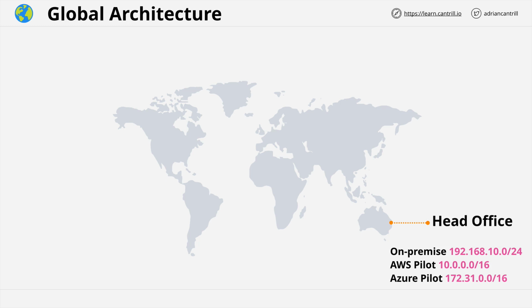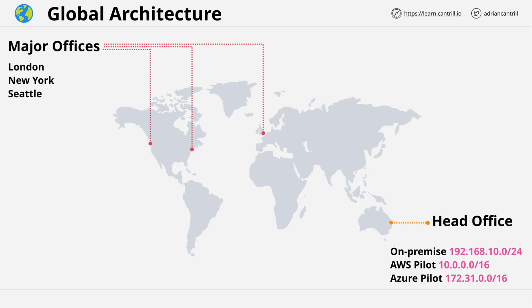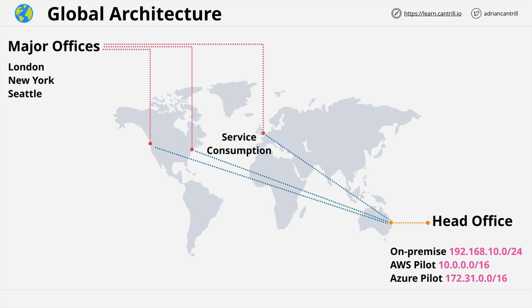The business has 3 non-Australian major offices, one in London covering the EU region, and then East and West Coast US, specifically New York and Seattle. One key fact to keep in mind is that these remote offices currently consume the IT services provided by the Brisbane head office, which has proven to be less than ideal from a performance perspective.